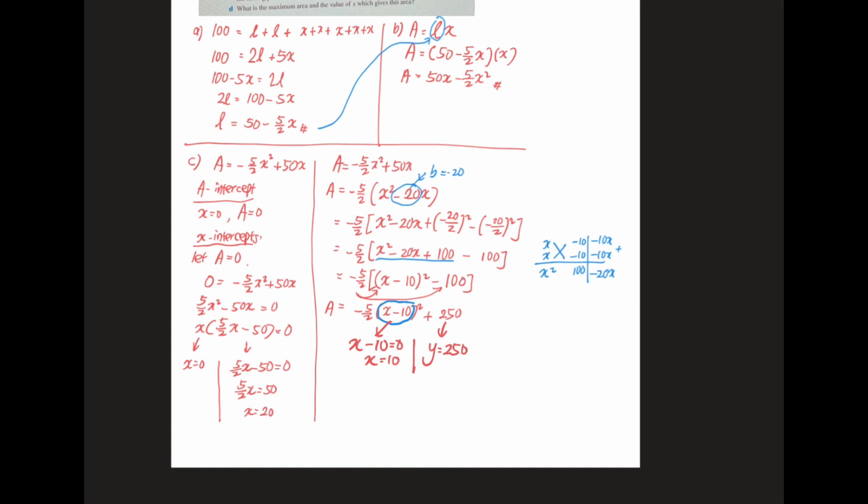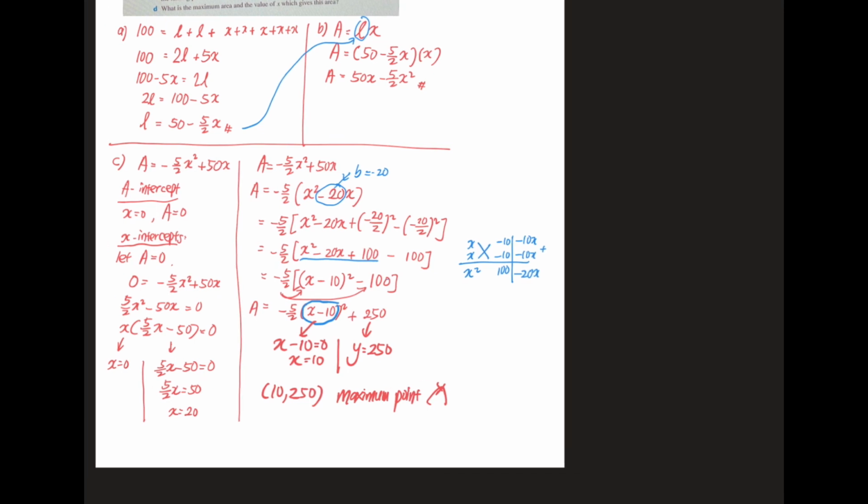For this case, the point (10, 250) is actually a maximum point, because this is a negative value. Negative value, then this is a maximum point. So the graph is going to be like this.